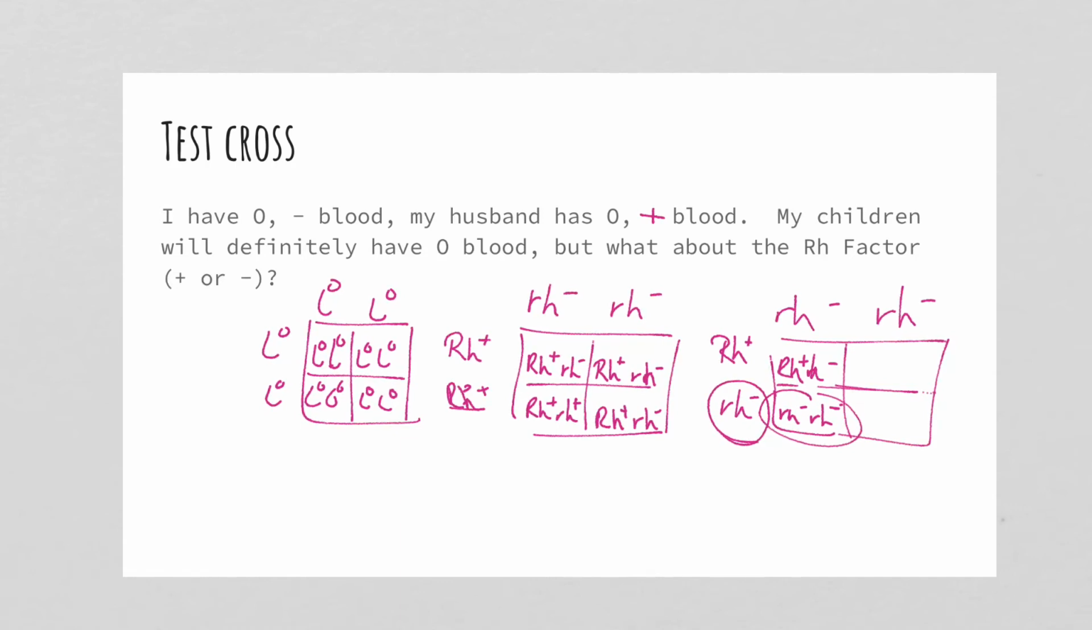So a test cross is basically when you have an unknown, a heterozygote or a homozygous dominant, you don't know, and you're mating them with a known, which is a homozygous recessive, and looking at the offspring to see if the second allele from the original was either homozygous dominant or heterozygous.